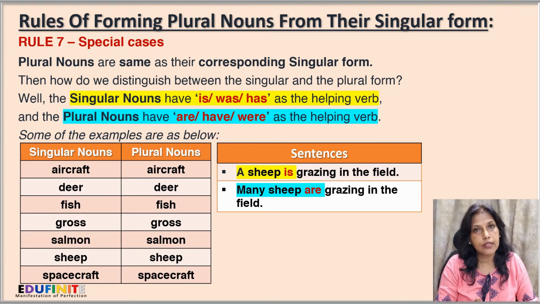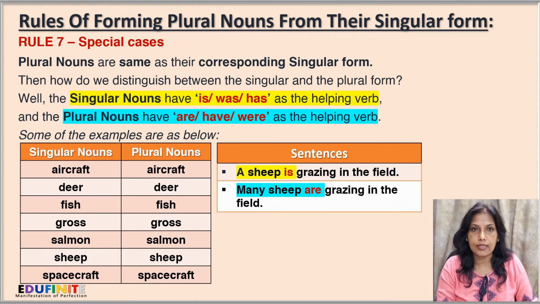Aircraft in the singular form and aircraft again in the plural form. So there is no change in the formation of plural noun. It's the same as a singular form. Similarly, deer is also deer in plural form. Fish is fish. Gross is gross in the plural form. Salmon remains the same in its plural form as salmon. Sheep will remain same, sheep in its plural form. Spacecraft will also remain same in its plural form, spacecraft.